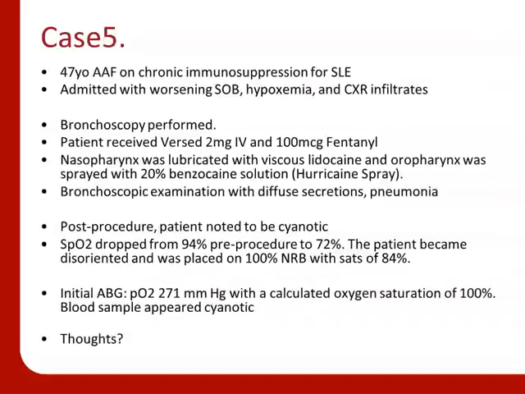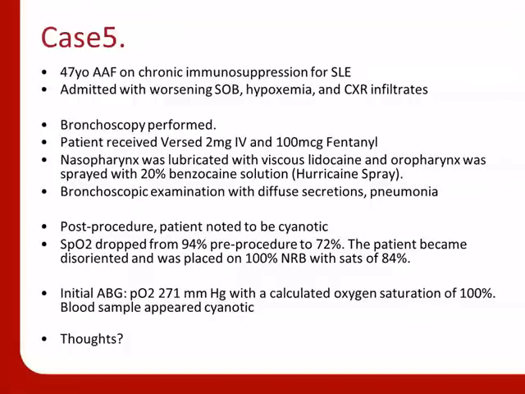So the next one's a 47-year-old African-American woman who's on chronic immunosuppression for lupus. She gets admitted to the hospital with shortness of breath, hypoxemia, and infiltrates on her chest x-ray. She undergoes a bronch. She gets a little Versed and some fentanyl for the procedure. She gets some viscous lidocaine and some benzocaine spray prior to the procedure. During the bronch, she's noted to have diffuse secretions and a pneumonia.